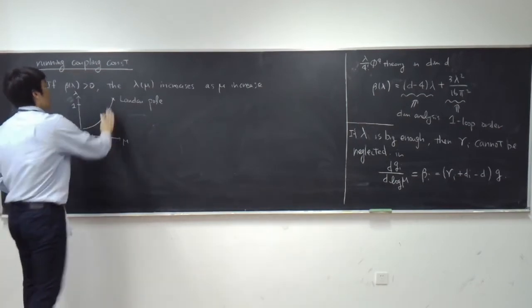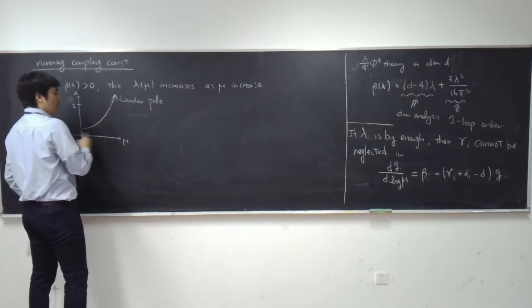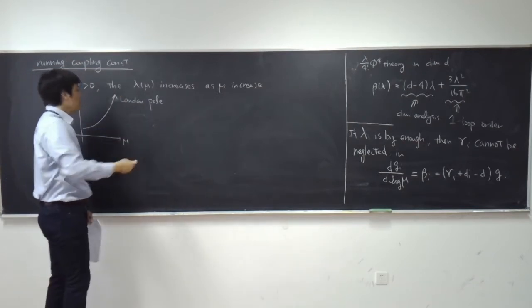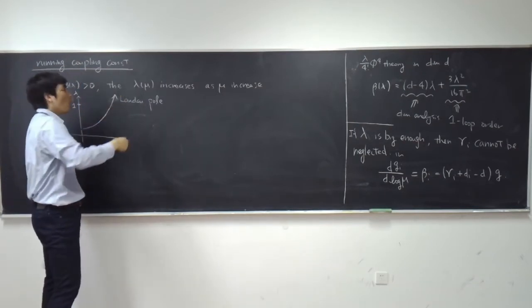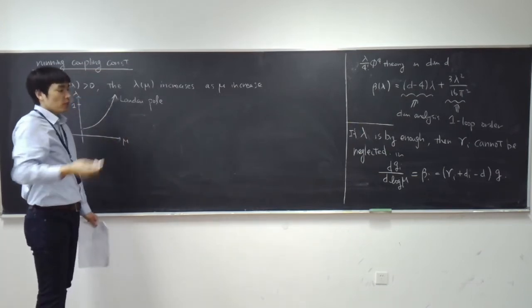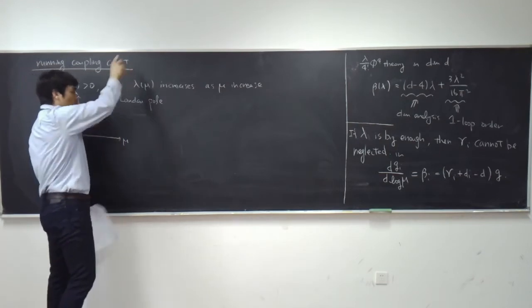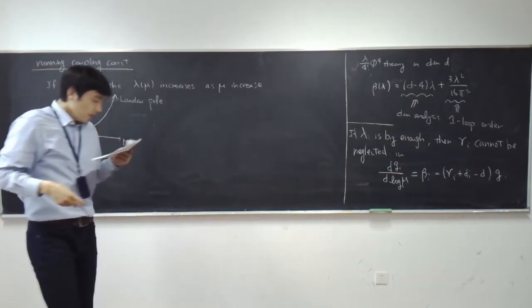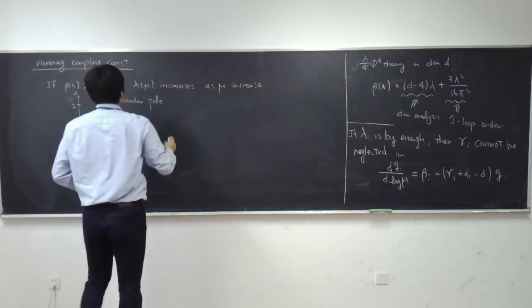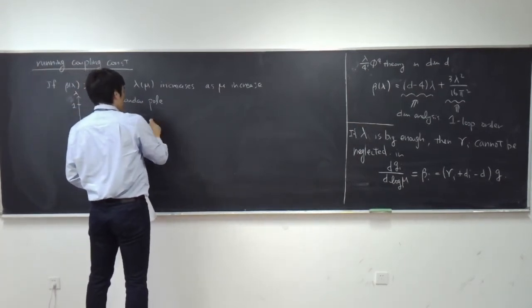I mean, Landau pole means that if mu goes to infinity, lambda goes to infinity. Even a non-perturbative analysis would tell us that all the way to mu going to infinity, if the beta function is positive, then it goes to a Landau pole. And such a theory should be replaced.